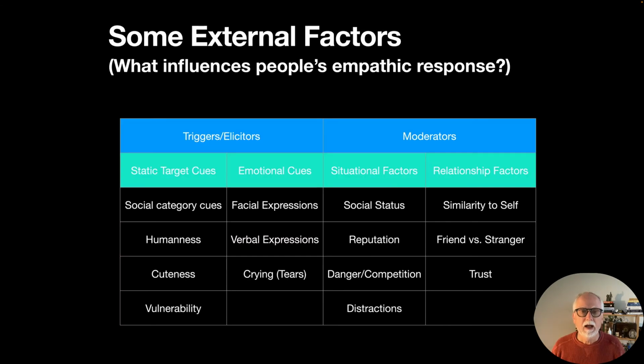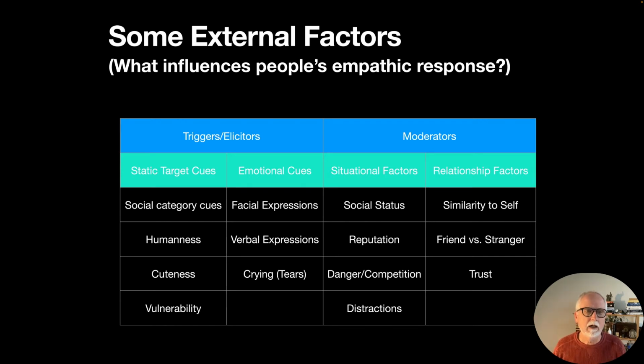And I just want to highlight for a second here some of these external factors. So what influences people's empathic responses externally? What I've done is I've divided these up into triggers and elicitors on the left and then moderators on the right. Under triggers and elicitors, you can see I have static target cues and emotional cues. Examples of things that could trigger our spotlight of empathic concern, or this process of empathy, have to do with things like, are they in our group or not? That's what I mean by social category cues.